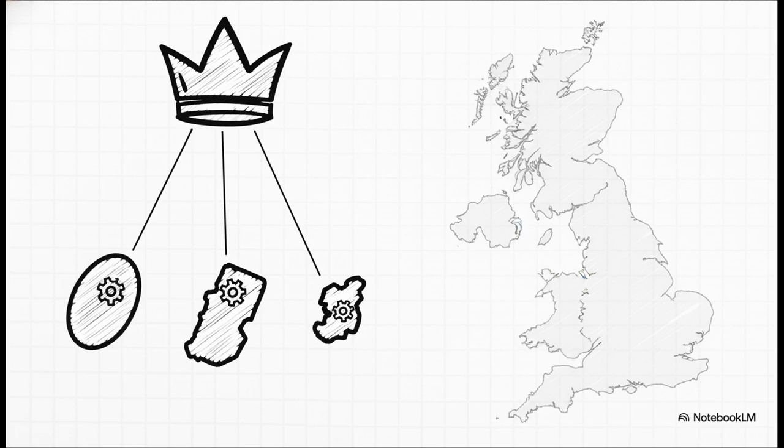Next, we have something called the Crown Dependencies. You've got the Isle of Man, Jersey, and Guernsey. Now, these places are really interesting. They are not part of the UK, but they're not independent either. They're self-governing territories that belong directly to the Crown. So their people are British citizens, but they have their own local governments.